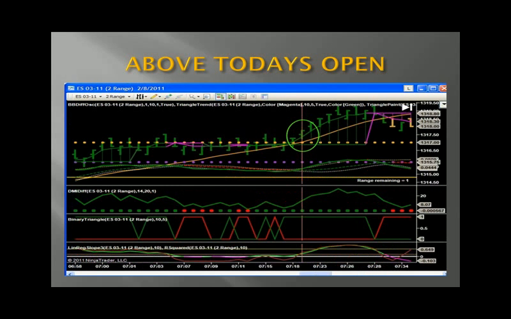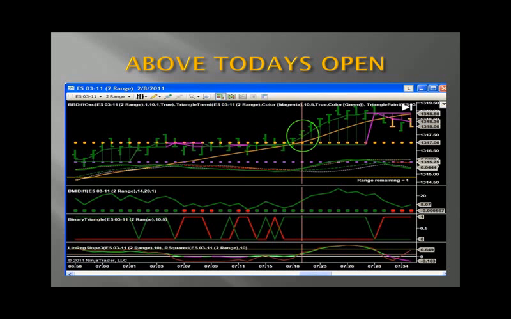Now this chart shows how the equity is above yesterday's close and above today's open. When that happens, that's generally a good indication that you can have a successful long trade at this point, and you can see how the indicators line up that would indicate this is the point where you take a long trade.